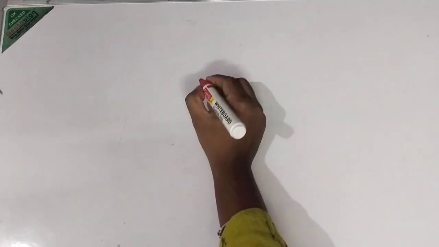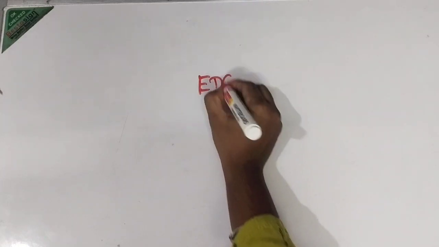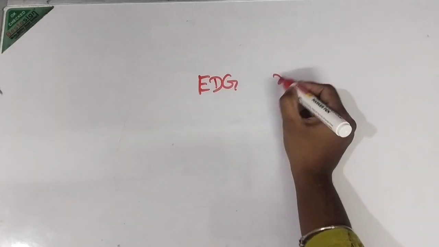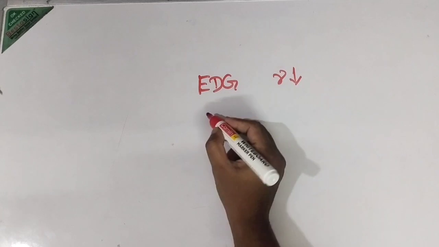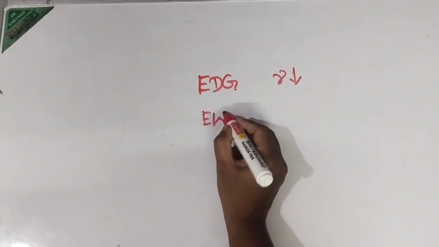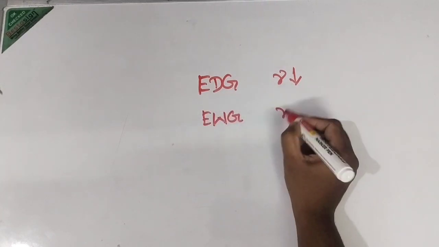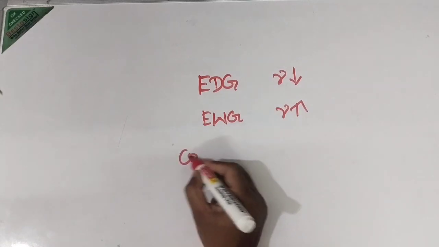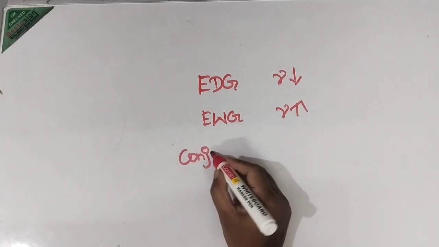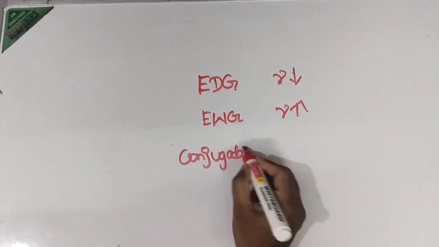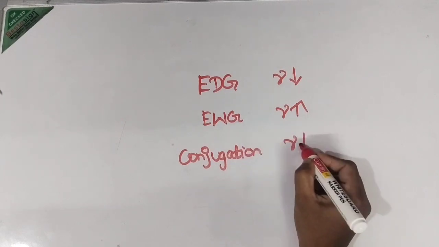Hello all, in the previous video we have seen some basic concepts in IR spectroscopy. If an electron donating group is present, then what happens? If an electron donating group is present, then the frequency will get decreased, and if there is an electron withdrawing group, then the frequency will get increased. And if there is a possibility of conjugation, then the frequency will get decreased.